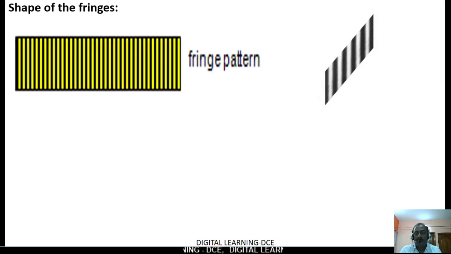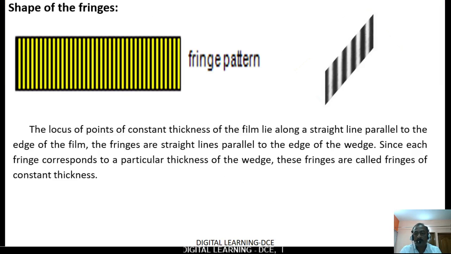Let us see the shape of the fringes. The locus of points of constant thickness of the film lies along a straight line parallel to the edge of the film. The fringes are always straight lines, parallel to the edge of the wedge. Since each fringe corresponds to a particular thickness of the wedge, these fringes are called fringes of constant thickness. All the fringes are of equal thickness and they are equidistant from each other.